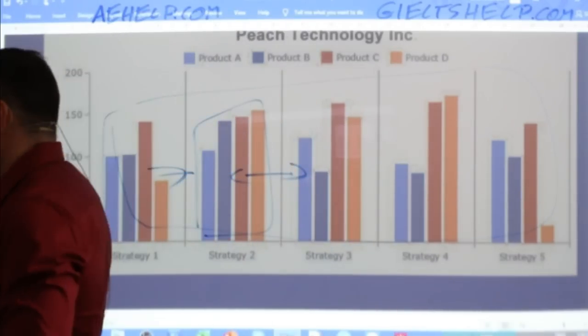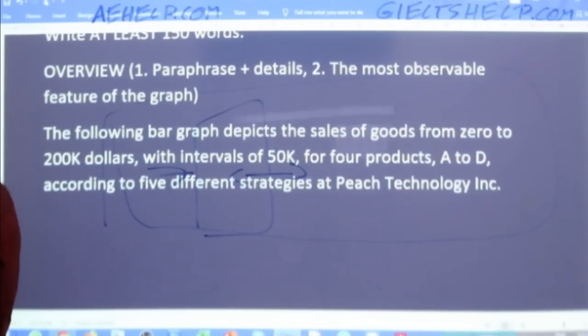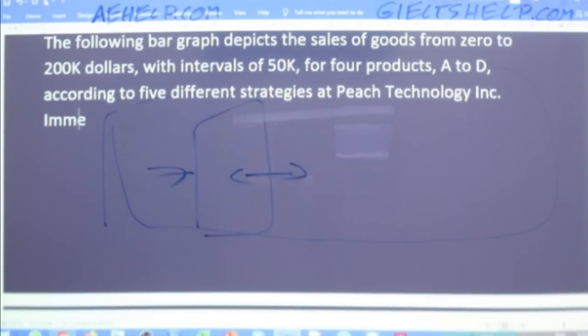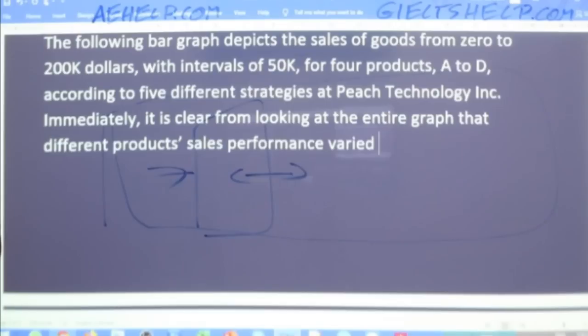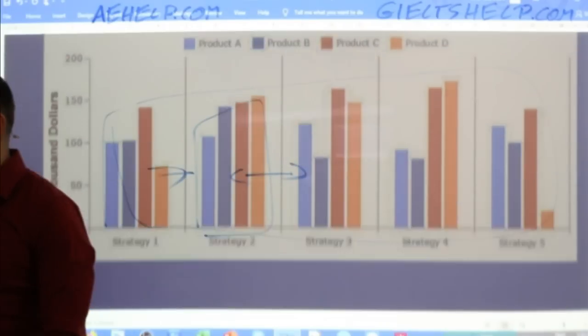What I notice, I'll spoil the fun for you. Maybe some of you are realizing it now, but we'll see when we match up. So what I notice looking at all of these strategies and bars together is that immediately it is clear from looking at the entire graph that different products' sales performance varied significantly based on the strategies or the strategy used. Okay, that's what I noticed first.